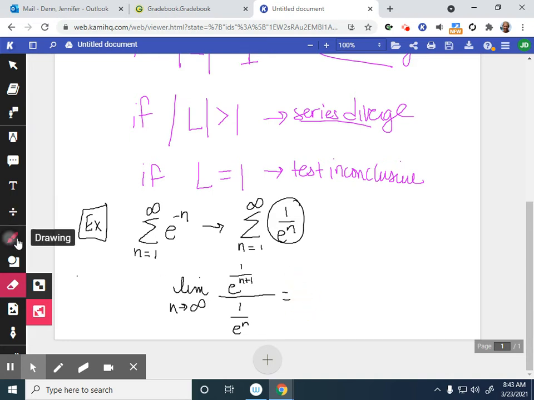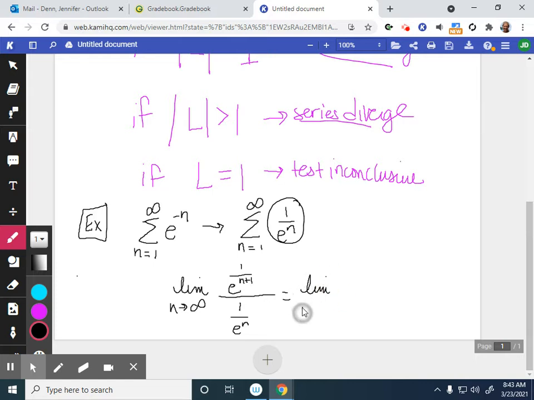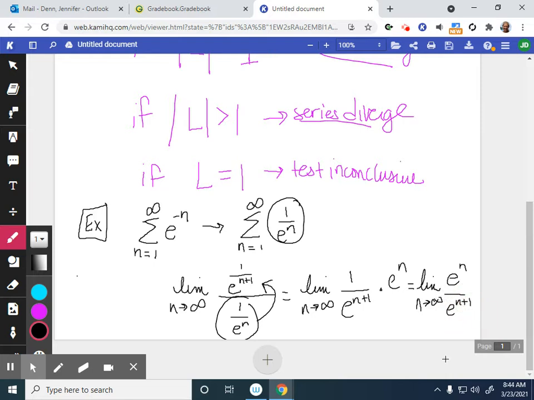So for most of these, I'm going to have to flip and multiply. So this is going to equal the limit as n goes to infinity. I'm going to take the bottom fraction, flip it, and make multiplication. So I have 1 over e to the n plus 1 times e to the n. Okay, let's do a little bit more algebra and get this together a little bit better. So this is the limit as n approaches infinity of e to the n over e to the n plus 1. This is not a plus 1 that I ignore. This is a plus 1 that I actually do consider.